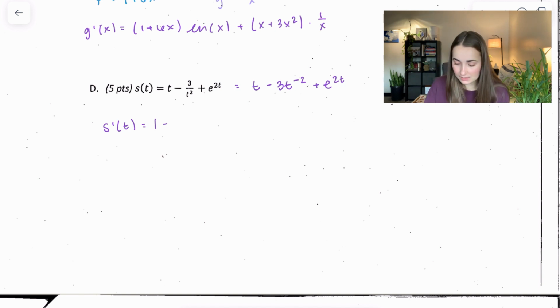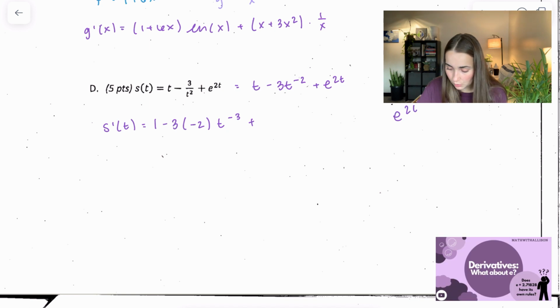And now we can go ahead and apply power rule. So I'm going to bring that exponent down, and then I'm going to subtract 1, so that becomes negative 3. And now the derivative of e to the 2t, if we remember the e rule, first we drop it down, and then we multiply by the derivative of the exponent. So the derivative of 2t is just 2. So we could rewrite that as 2e to the 2t.